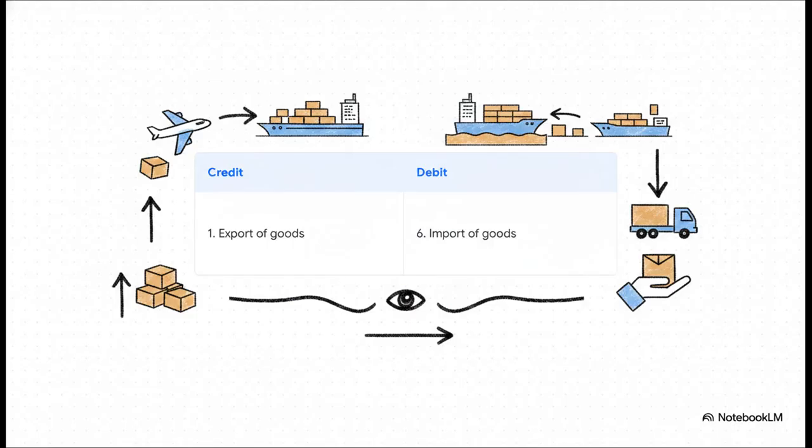Let's actually look at the accounting rows for this grid. Up in row 1, firmly on the left-hand credit side, we have the export of goods. Down in row 6, on the right-hand debit side, we have the import of goods. These specific rows capture what we famously call visible trade. And why visible? Because this consists entirely of tangible, physical merchandise.